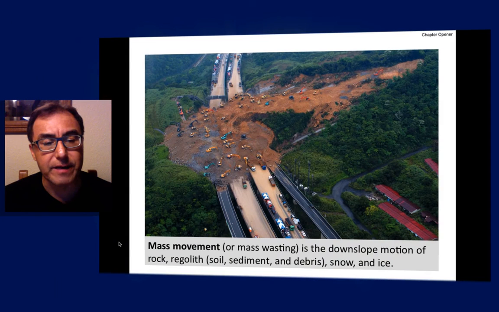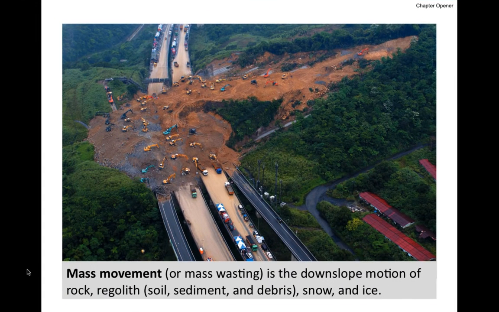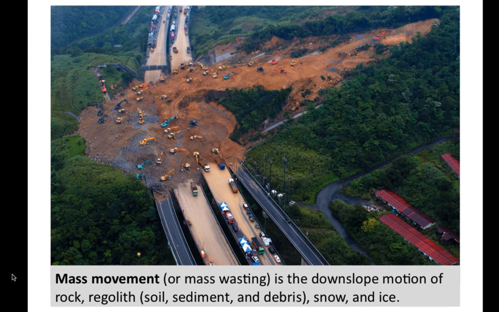Today I actually want to talk about Chapter 13 in your textbook, which deals with unstable ground and this idea of mass movement, which I normally call mass wasting, but your book goes right ahead and says mass movement is mass wasting, which is essentially the downslope motion of material. It could be rock, this material called regolith, and regolith is basically the soil, loose sediment, or any debris that's not really part of the bedrock.